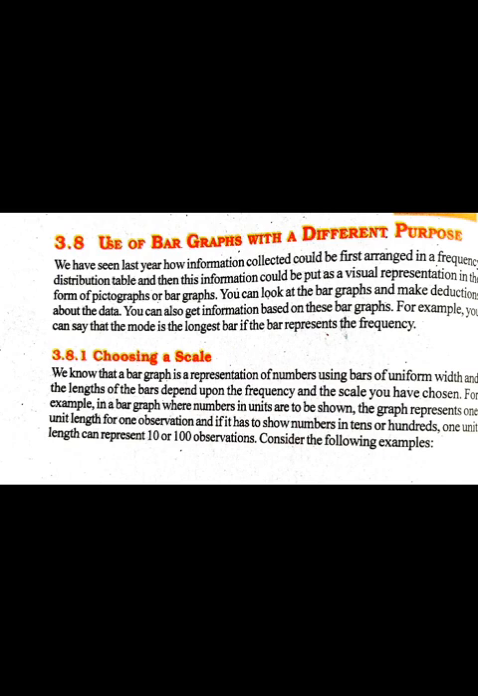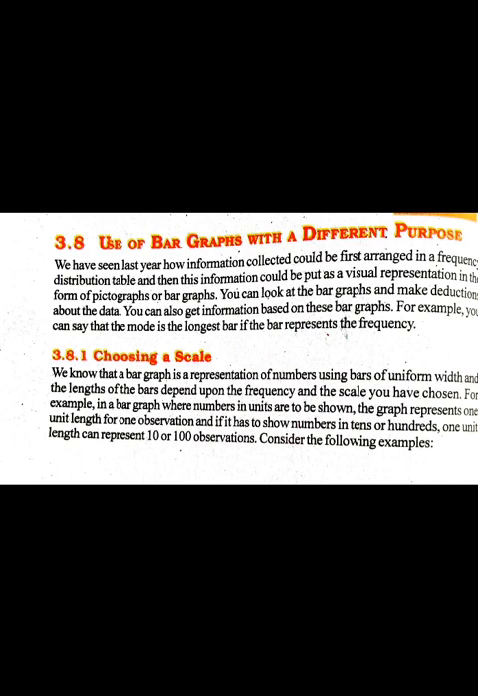For example, in a bar graph where numbers in units are to be shown, the graph represents 1 unit length for one observation, and if numbers in tens or hundreds have to be shown, 1 unit length represents 10 or 100 observations.